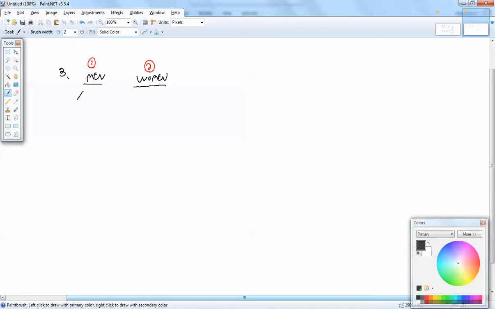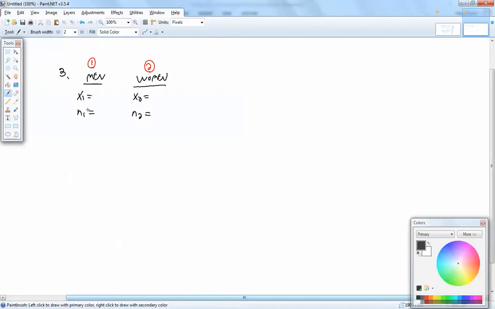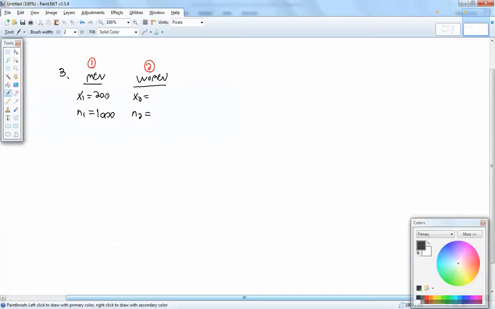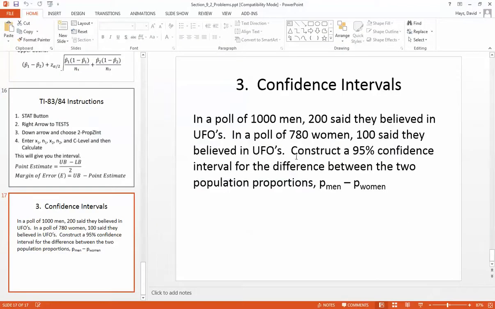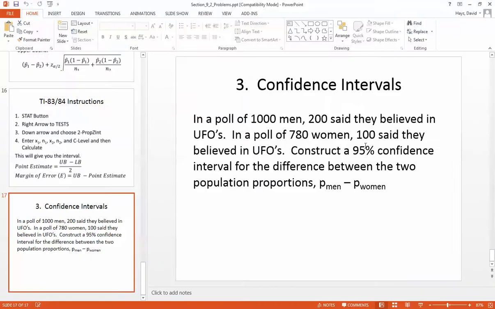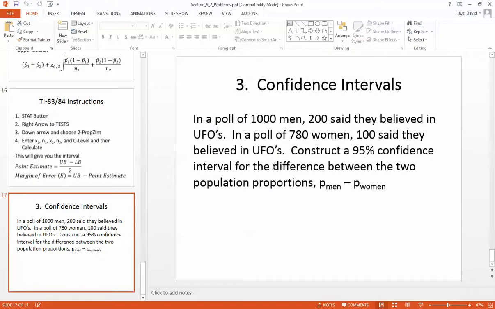So we're going to have x1 and n1 here, and we'll have x2 and n2 here. Okay. So 1,000 is n1. And then 200 men said they believe in UFOs, so that's x1. For women, we talked to 780. That's n2. And 100 said they believe in UFOs. And we want to construct a 95% confidence interval.